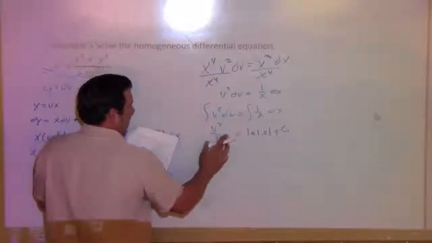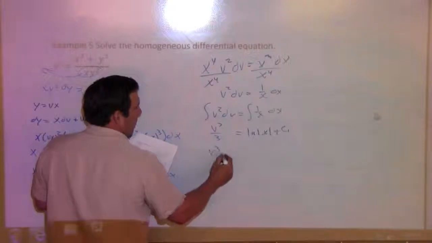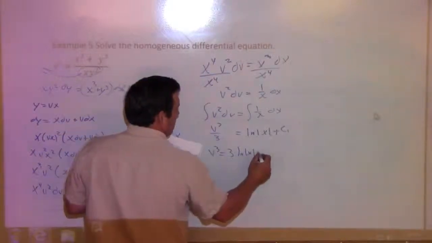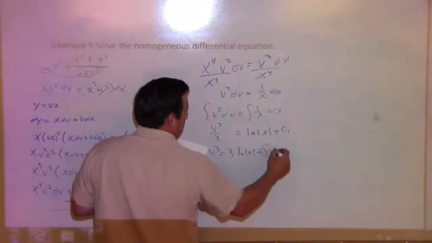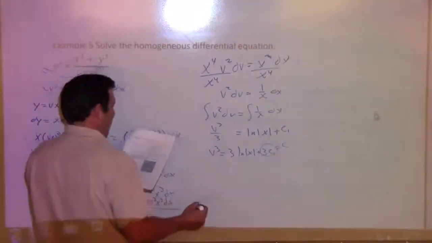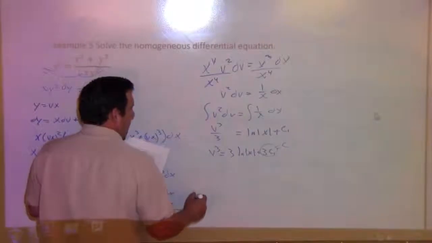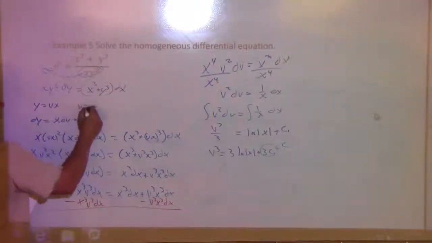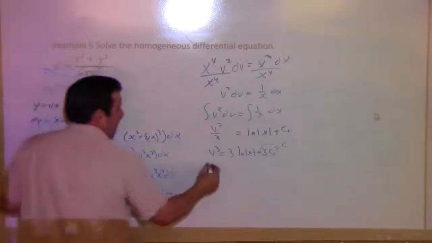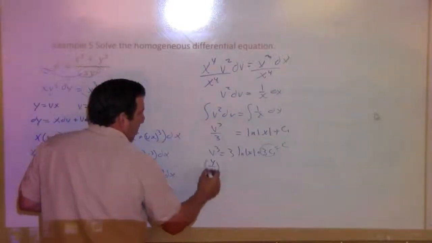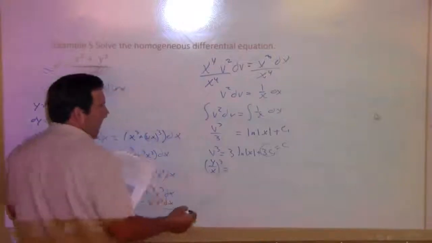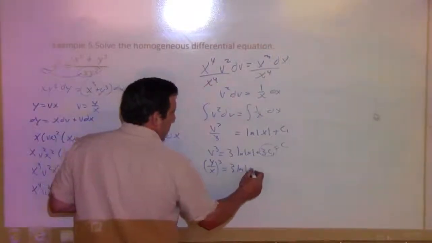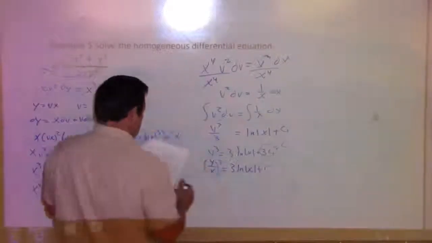Now I'm going to multiply by 3. v cubed equals 3 natural log of the absolute value of x plus 3c1, and we'll call this just c. Now y was vx, so v would be y over x. So y over x cubed equals 3 natural log of the absolute value of x plus c.